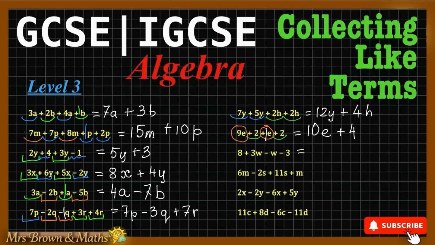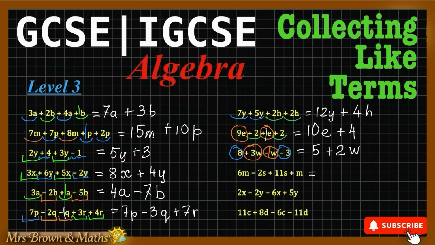8 plus 3w minus w minus 3. Numbers first. 8 minus 3 is 5. Now let's deal with w terms. 3w minus 1w gives me 2w. So final answer is 5 plus 2w.